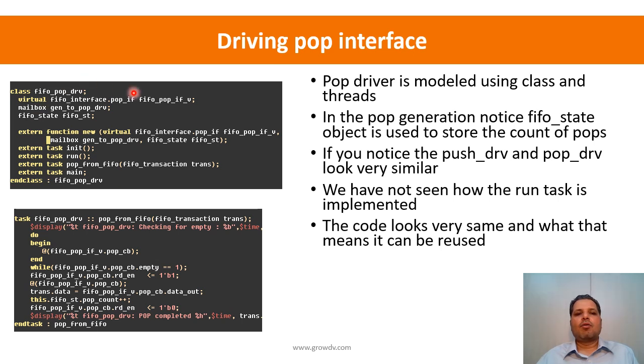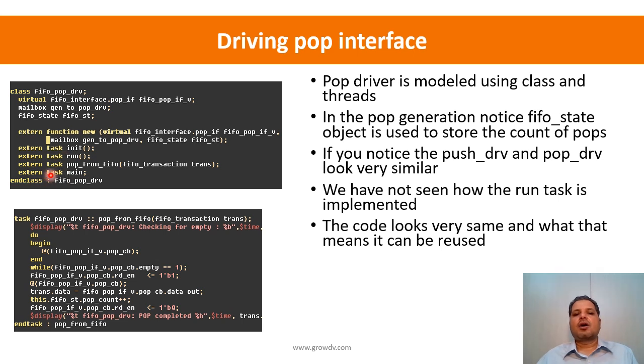So if we look at the overall class of the pop driver, it's almost similar to the push driver. It has this virtual interface. Note that we are actually taking a virtual interface of the type pop. So we are taking a FIFO interface, and we are using the pop IF modport that gives the pop interface view of the FIFO interface. So we are creating a virtual variable over here. This is actually a variable, it's not a static thing like an interface, it's a virtual interface. Then we have the mailbox, and then we have the state, and all of them are being passed through the constructor. And you see the functions init, run and main.